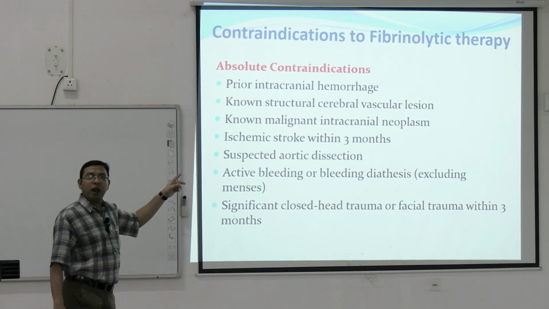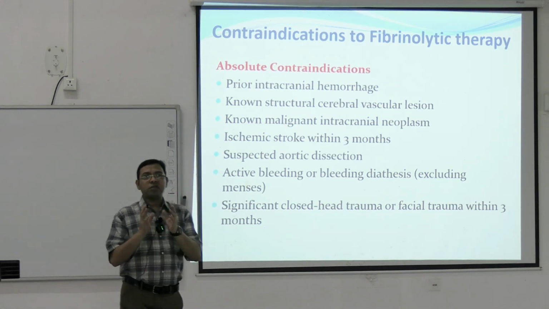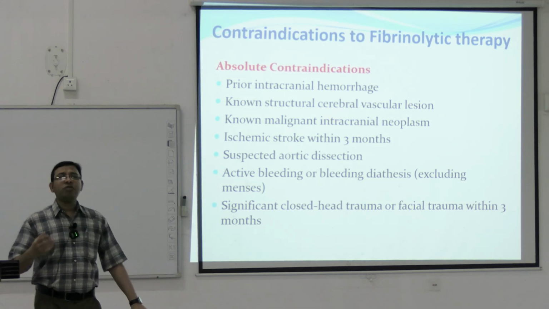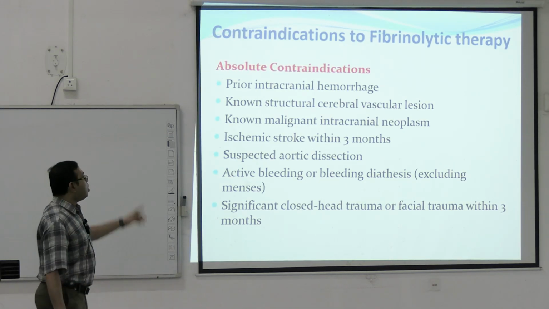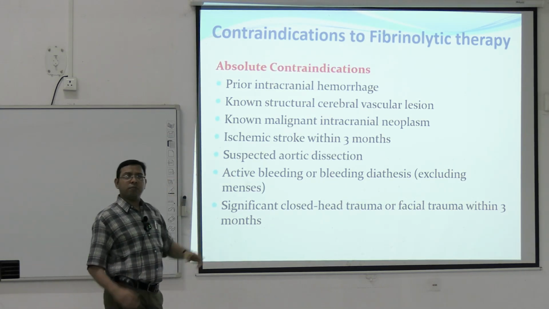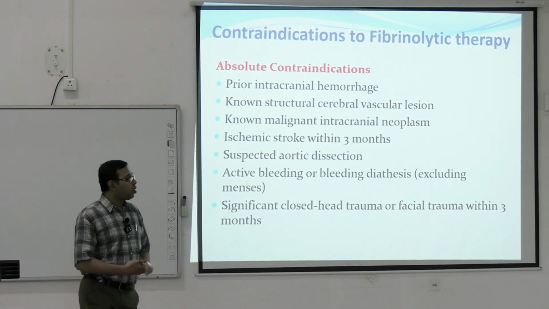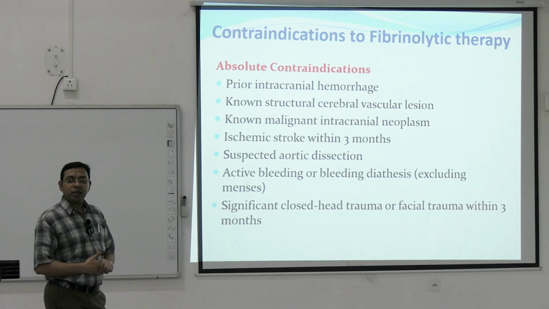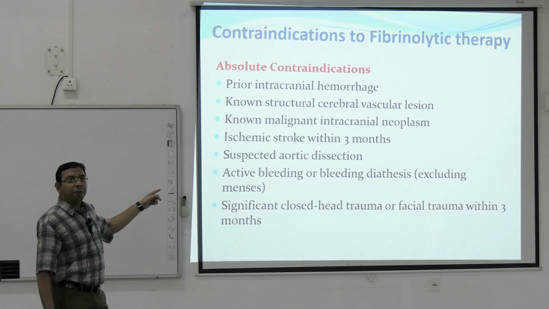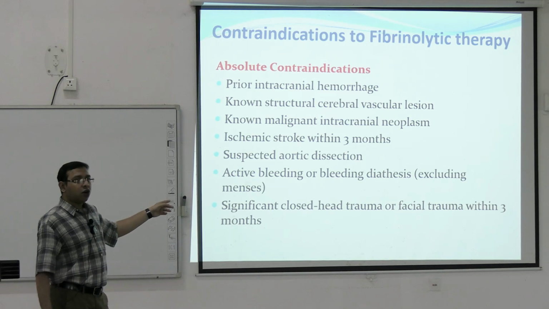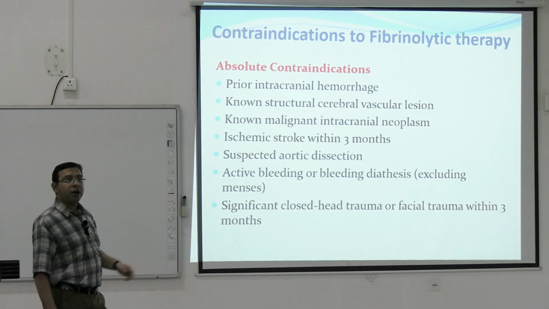Non-structural cerebral vascular lesion. When there is some structural cerebral vascular lesion like a berry aneurysm, there will be more chances of bleeding within the brain. Non-malignant intracranial neoplasm, the same thing, more chances of bleeding. Ischemic stroke within 3 months. Suspected aortic dissection. Active bleeding or some bleeding diathesis, excluding menstruation. Significant closed head trauma or facial trauma within 3 months.